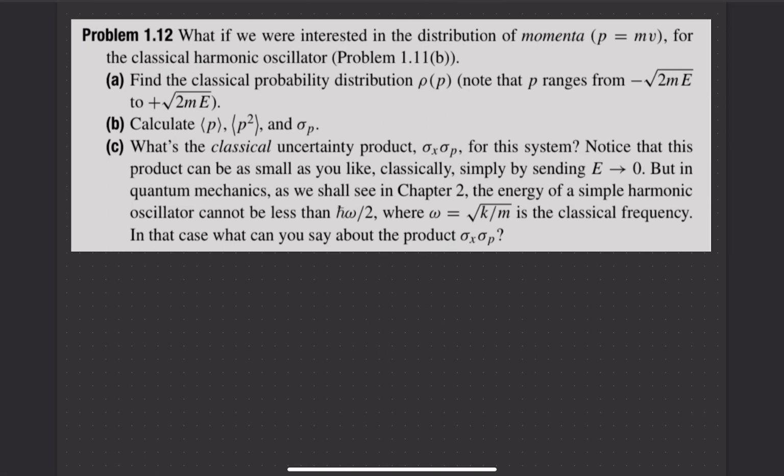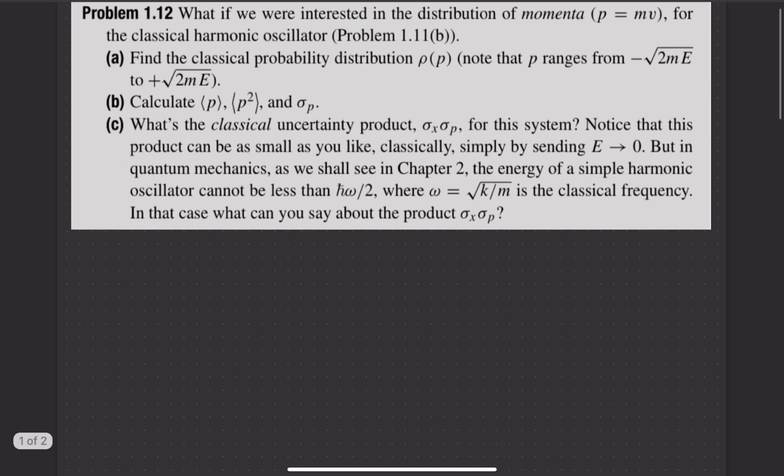Hello, today we'll be solving problem 1.12, part A, from Griffiths' Introduction to Quantum Mechanics. It starts off by saying we're dealing with a harmonic oscillator from problem 1.11b. The information we were given from that problem, if you search back to that question, is that V of x, the potential energy, is equal to 1/2 kx squared. So now let's start with part A.